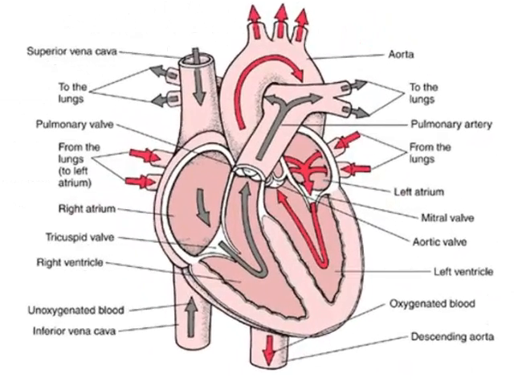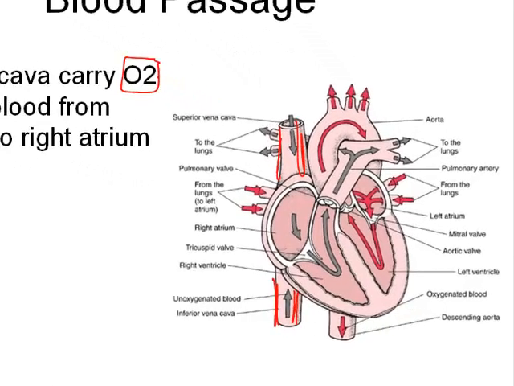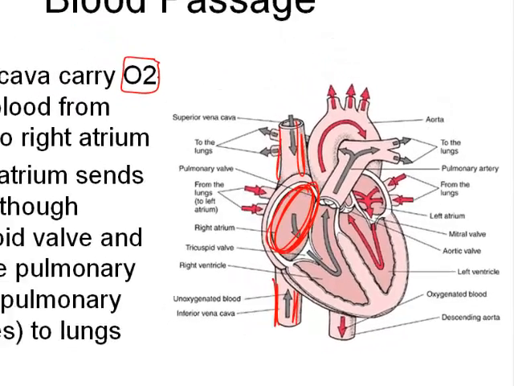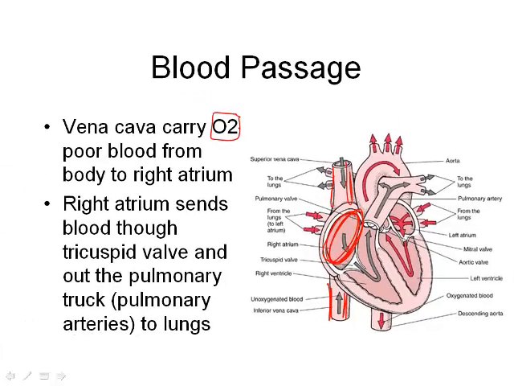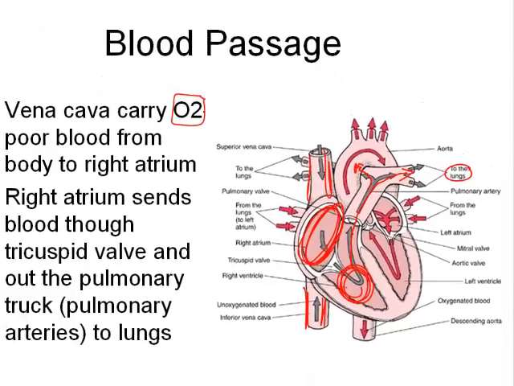All right, blood passageway. Let's talk about the path that it takes. This is going to be pretty tricky because you have to know all the terminology. We have something called the vena cava, which is here, and it's bringing blood that's used up all of its oxygen back to the heart, into the right atrium. The right atrium sends the blood through this tricuspid valve into the right ventricle. And then it gets pumped out this pulmonary trunk to the pulmonary artery, and it goes to the lungs.